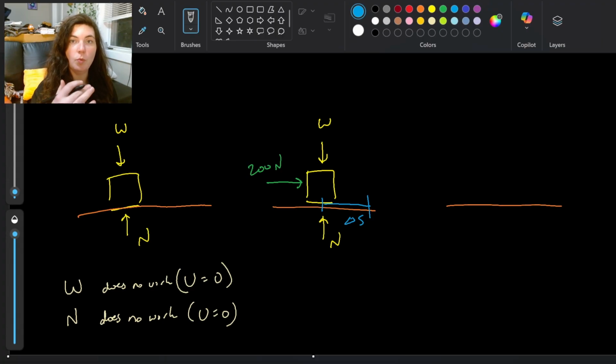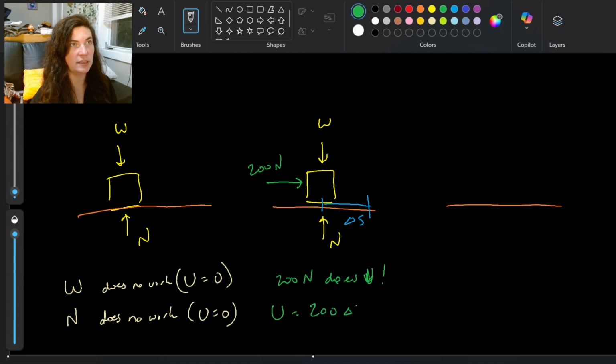Then in this case, the weight and N are still doing no work. There is no displacement, no movement in this Y direction, but there is in the X direction. So our work is only of that 200 Newton force. The 200 Newton force does do work, and that work is the force times the displacement, delta S, however far it traveled. So that's F times delta S. Notice that the displacement and the 200 Newton force are both in the same direction, so the force causes a displacement in the same direction, just F times delta S, 200 times delta S.